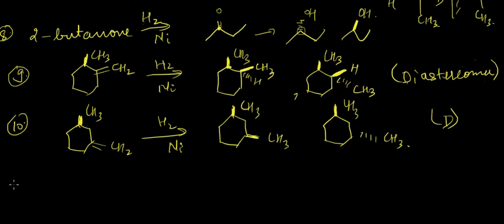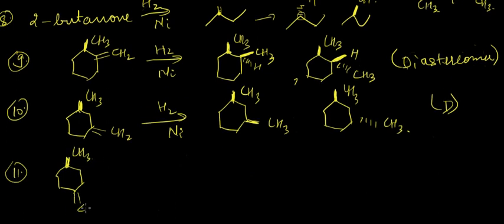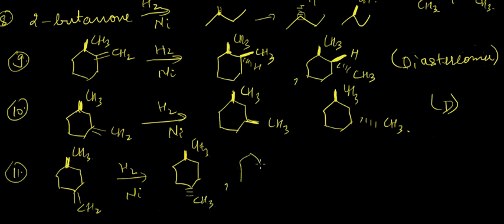Okay, we have something like this. Then what would happen? H2Ni is here, so again we would have a diastereomer. And the second compound would be, again this is a diastereomer.